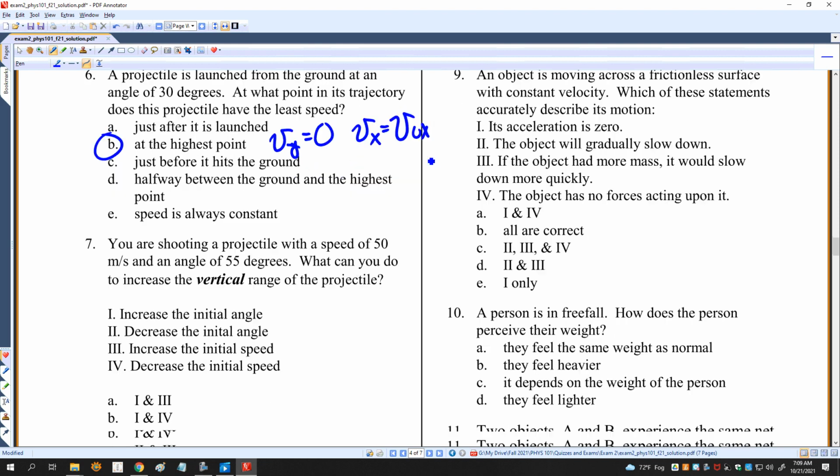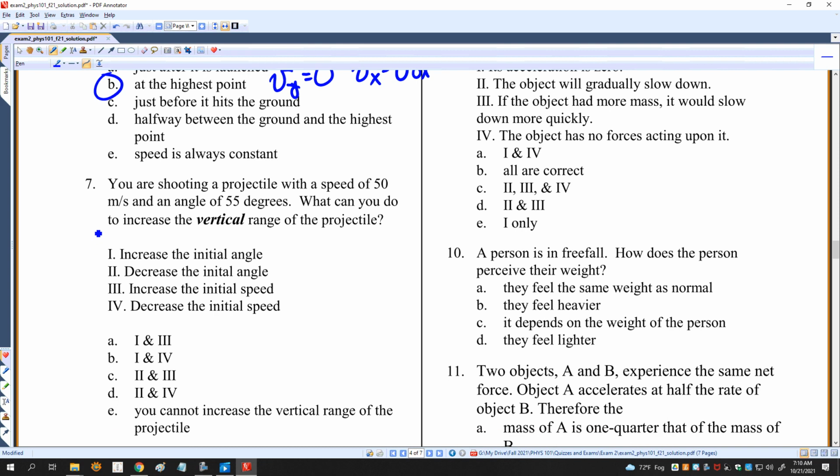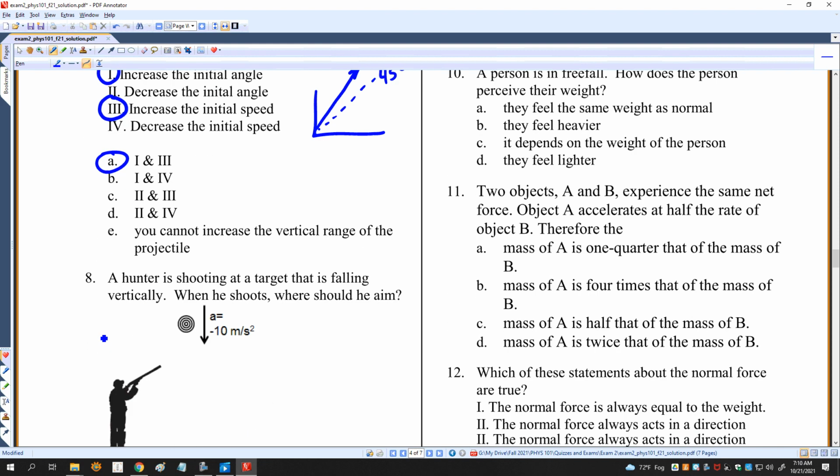Shooting a projectile at a speed of 50 meters per second. What can you do to increase the vertical range? So imagine this is 45 degrees. And I'm launching from this angle at 55 degrees. In order to make the ball go higher, I can do one of two things. I can increase the initial angle. Right, that will make the ball go higher, and I can increase the initial speed. So 1 and 3 are the right answers.